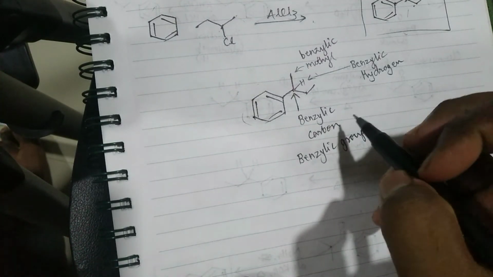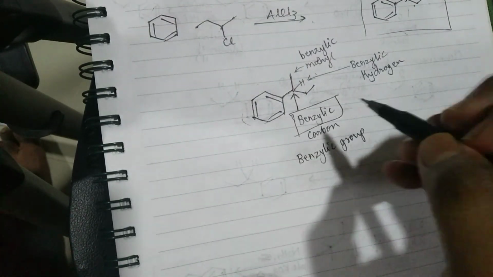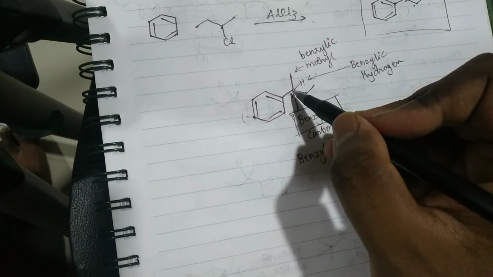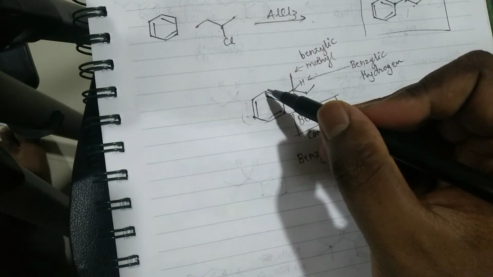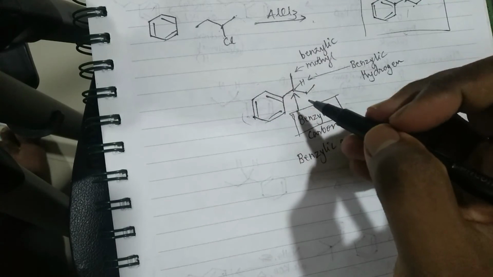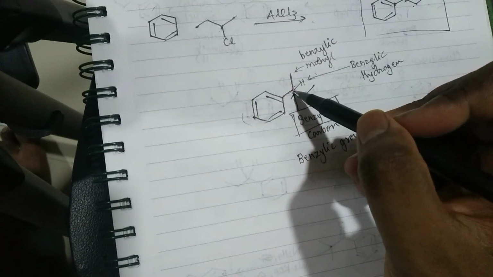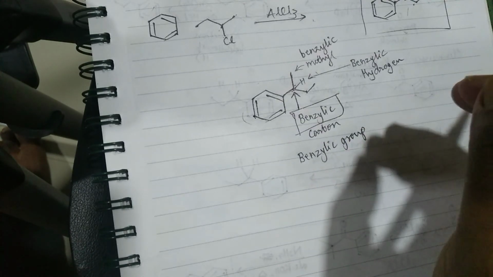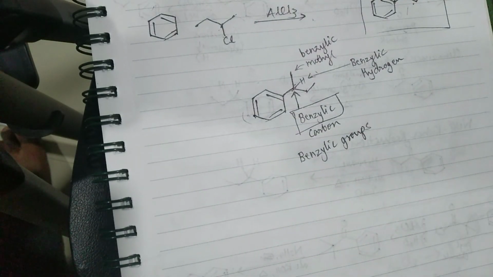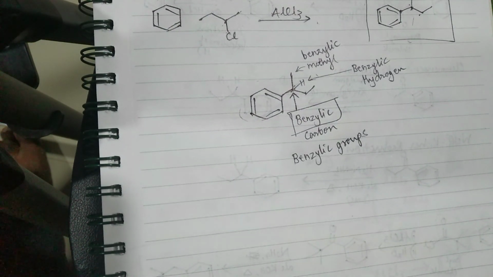So I hope you understood this term benzylic. Again I'm repeating, it is the carbon which is attached to the benzene ring. That carbon is what we call the benzylic carbon, and all groups attached to that carbon will be called benzylic groups. All right, so I hope you've understood this discussion which I covered in this video.